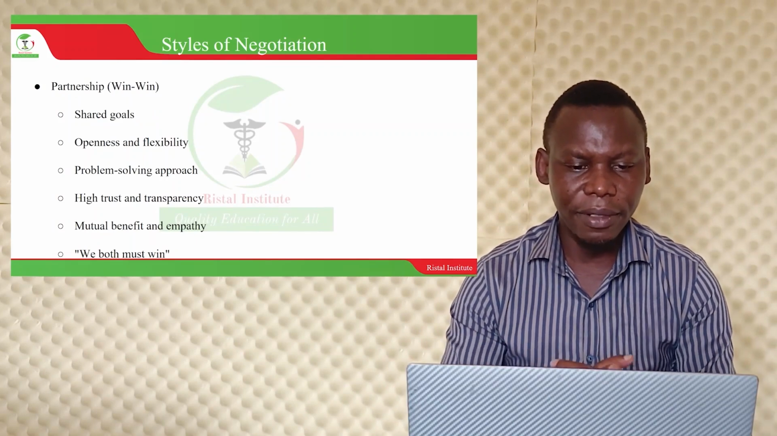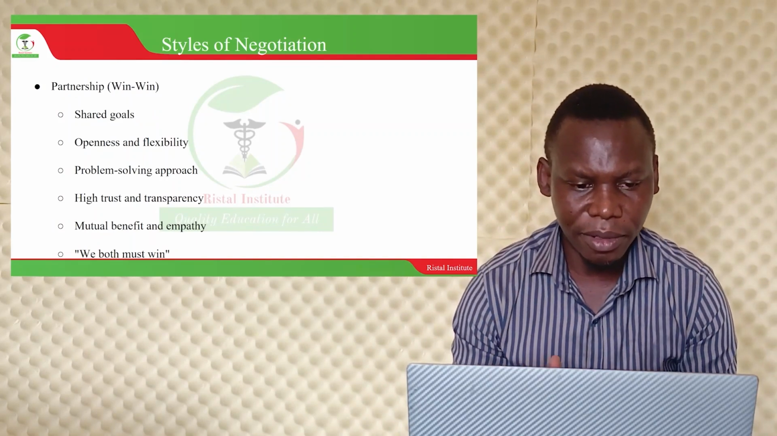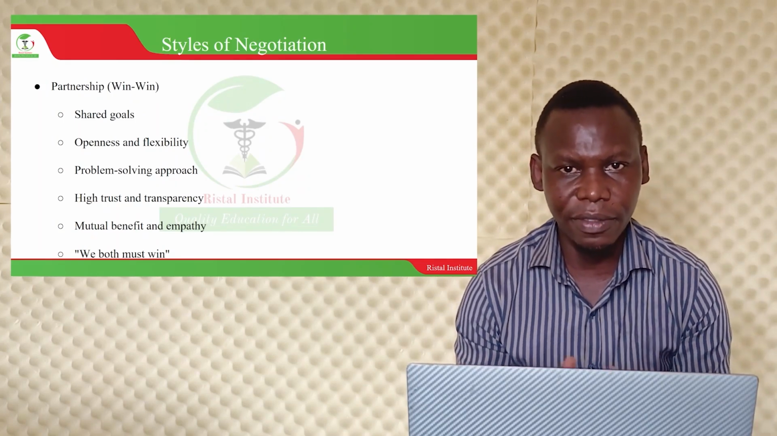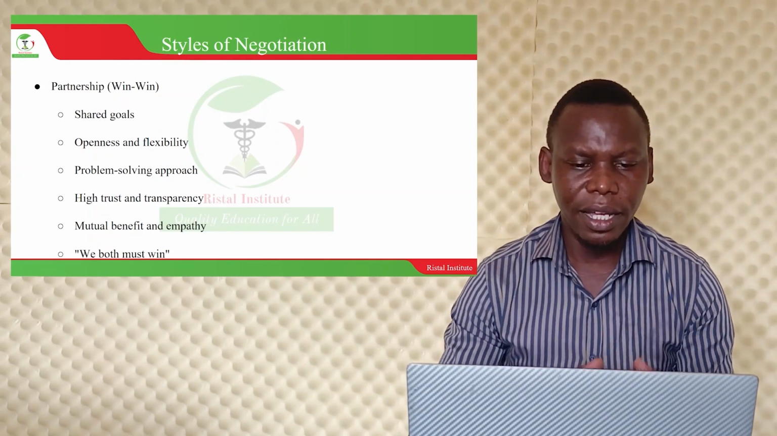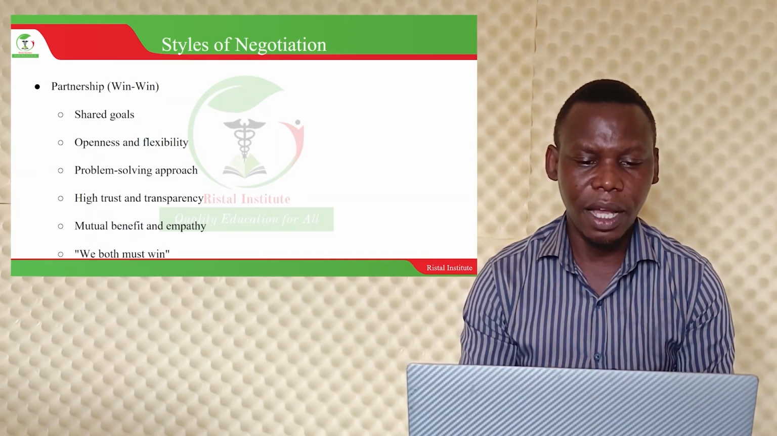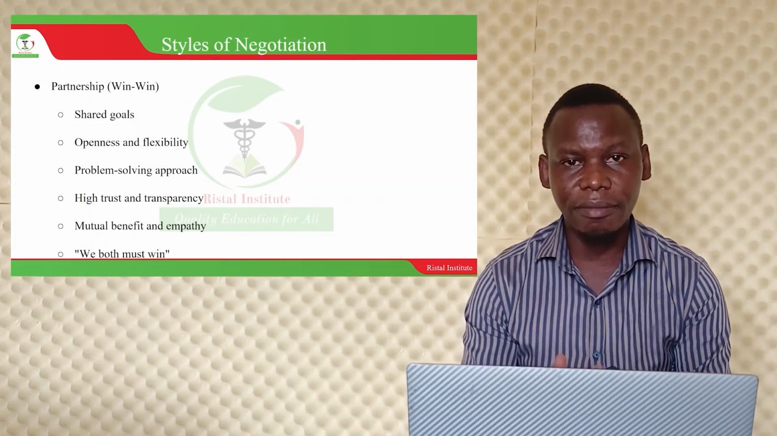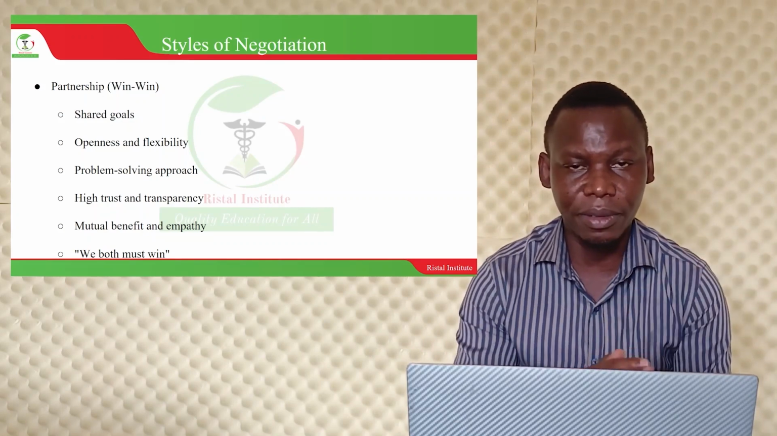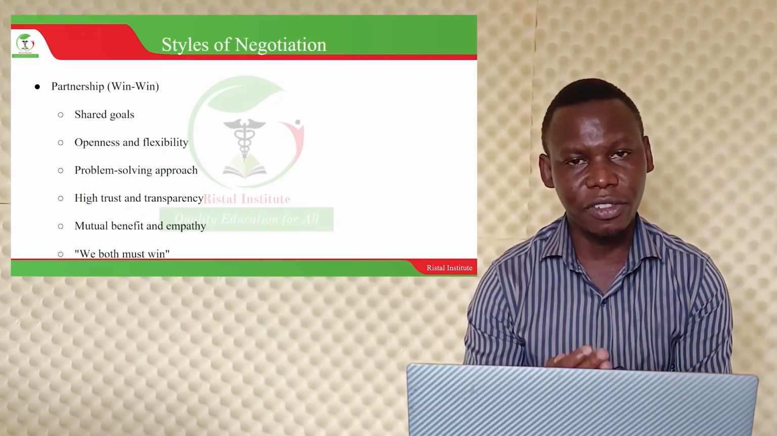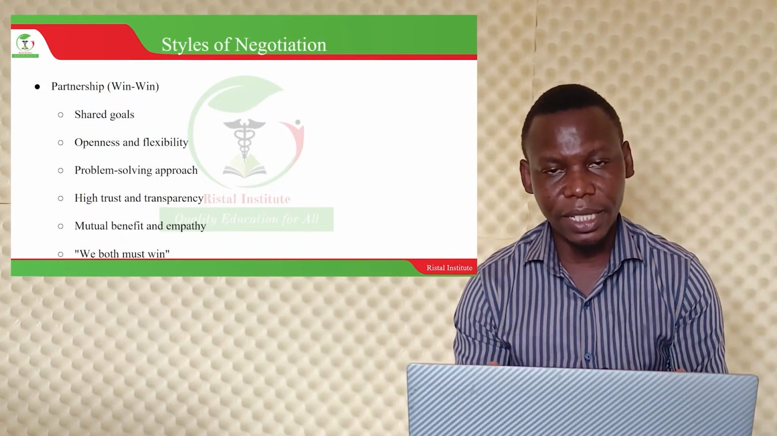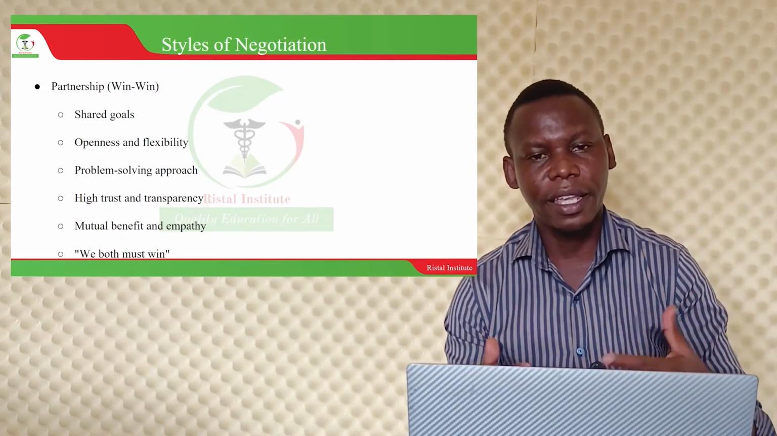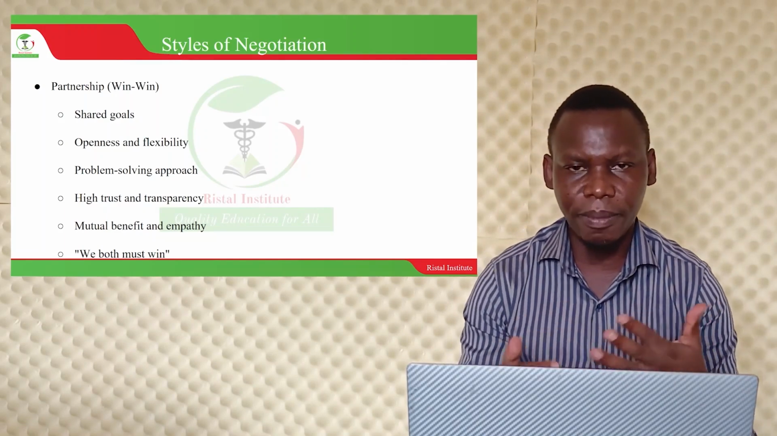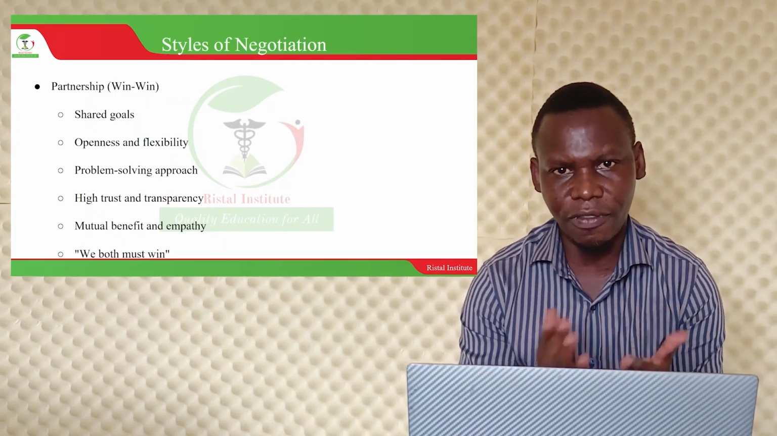Then it is the opposite, the other side. The other style, which is the best, is what we call partnership, where both parties have to go with something at the end of the negotiation process. It includes shared goals, openness and flexibility. You can easily change. You're not rigid, compared to the first one where there is too much rigidness. Here there's flexibility. Someone's open and says, okay, let me add a little bit to the price. Okay, let me reduce. The price change is flexible.